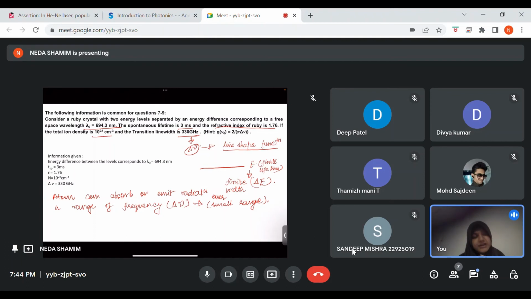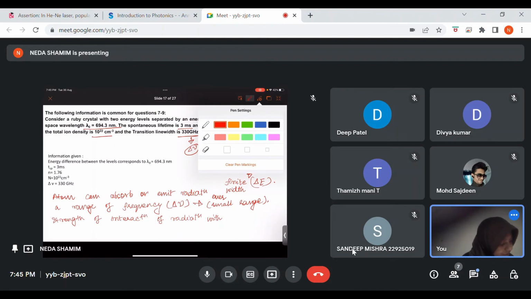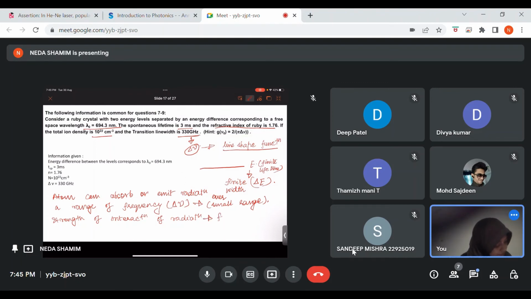So whenever radiation is incident, the strength of interaction of this energy state with the radiation is a function of frequency. Strength of interaction of radiation is a function of frequency. It's a function of frequency.